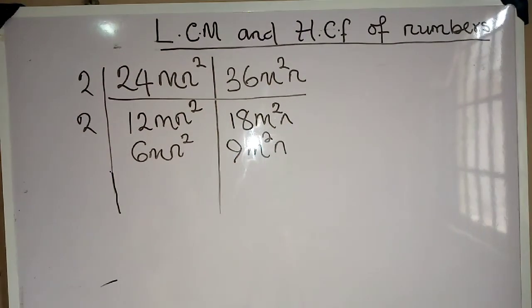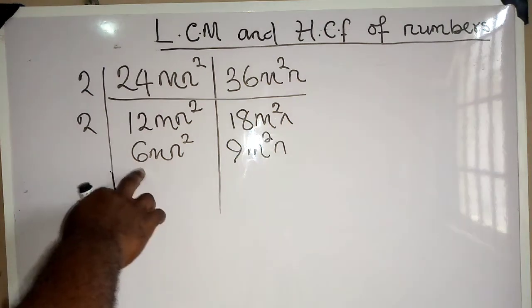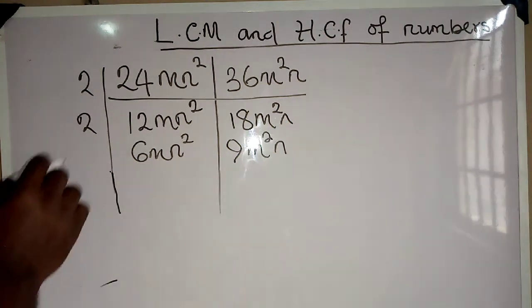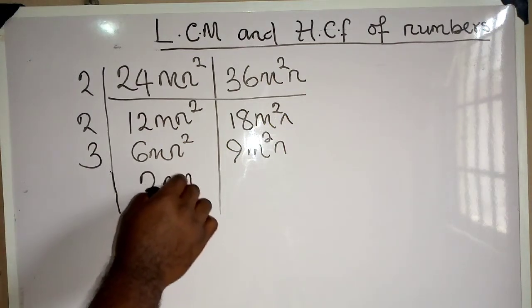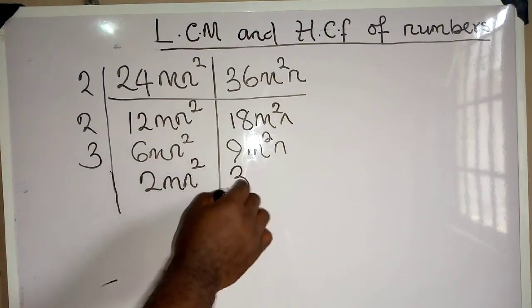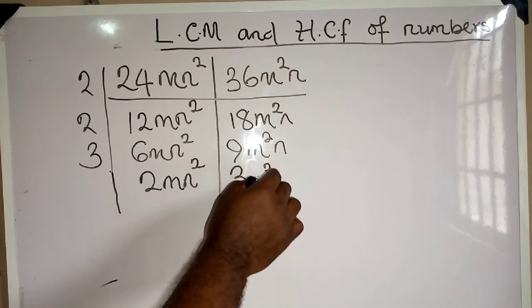Can 2 divide again? 2 can divide here, but 2 cannot divide here. So 2 is not a factor of 6m square and 9m square n. What of 3? Yes, 3 is a factor of this, and 3 is a factor of this. I use 3 again to divide. This will give me 2m square, and this will give me 3m square n.